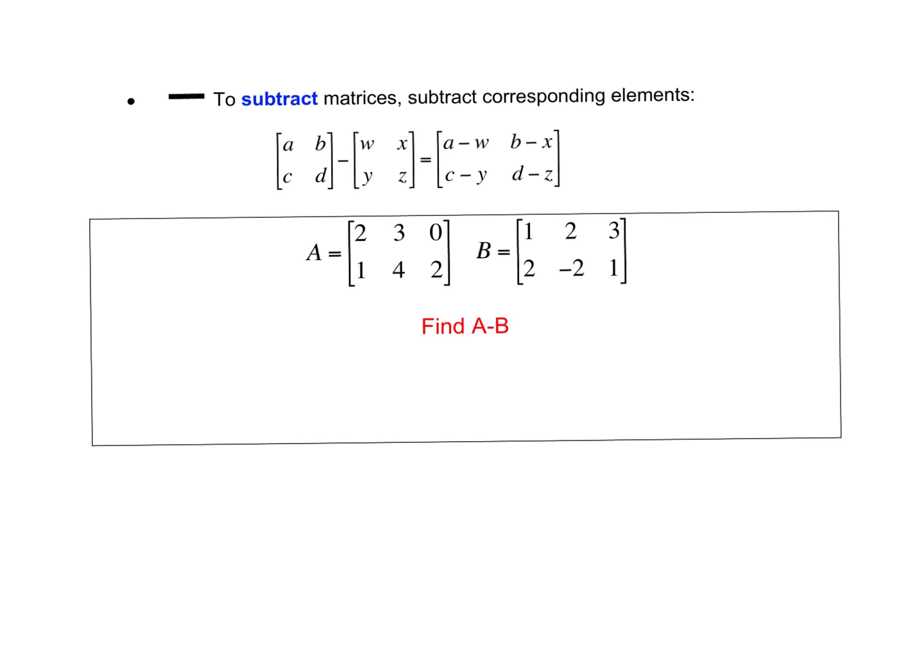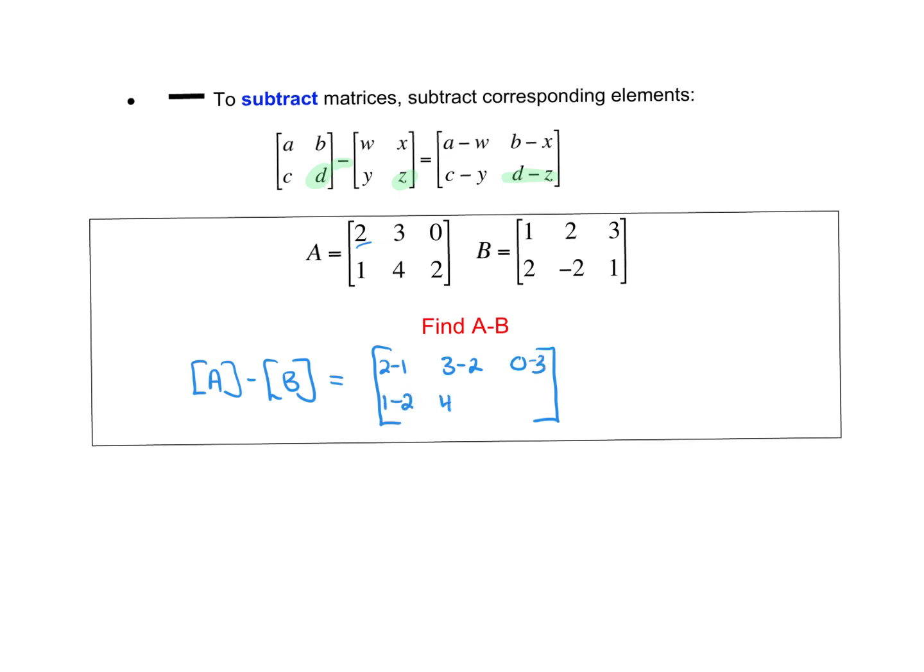All right, with subtraction, the same deal. The same spot is getting subtracted. So if I did matrix A minus matrix B, I'm not going to write it out, I'm just going to write the answer. It's going to be a 2 by 3 again, but you'll see, obviously, this 2 minus 1 will be there, 3 minus 2, 0 minus 3, 1 minus 2.